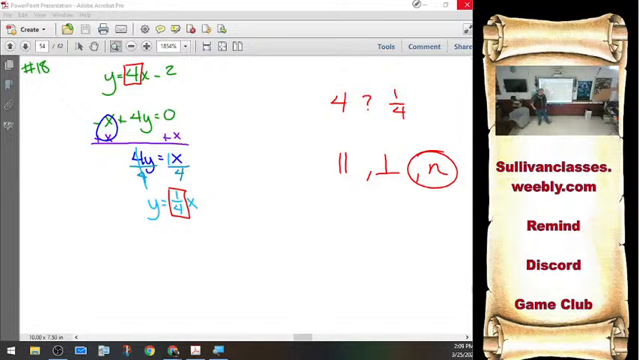Yes? Okay. Should be perpendicular to Main Street. Okay.